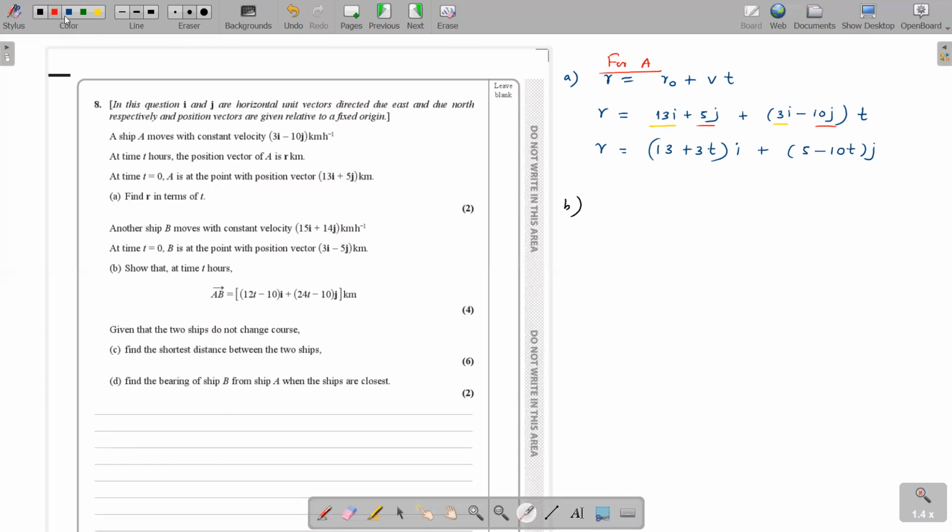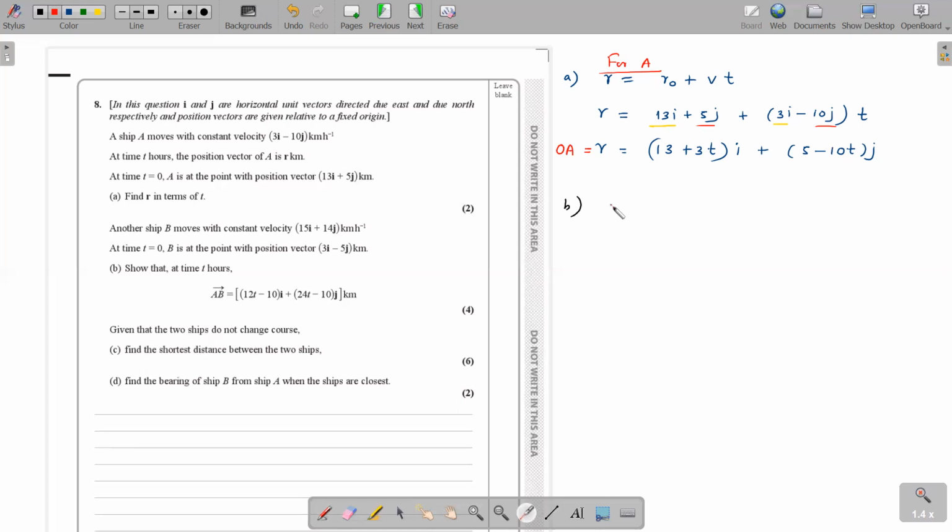So basically, this can also be written as what? Because it gives the position of ship A relative to where? The position is given relative to the origin. So this is basically OA. What I found as R in part A is OA. Why is it OA? Because it's the position vector of A relative to the origin. The I gives the x coordinate of the ship and the J gives the y coordinate of the ship.